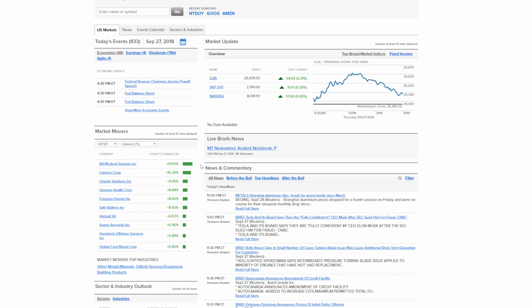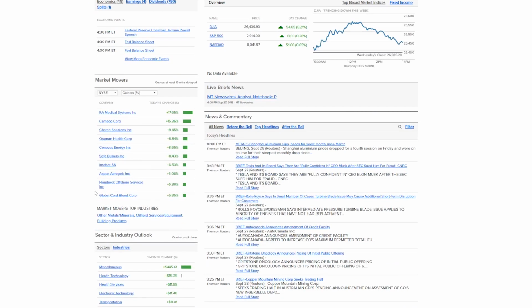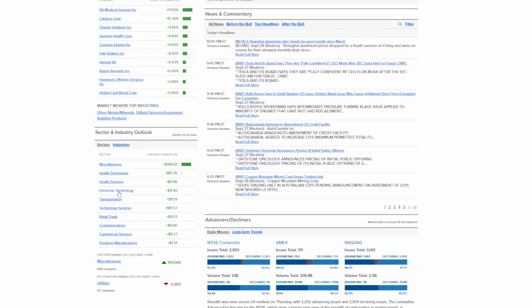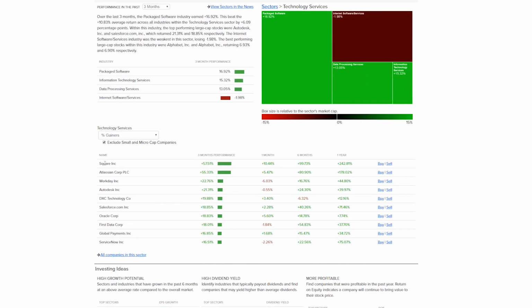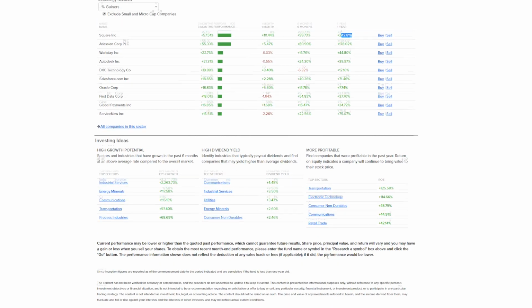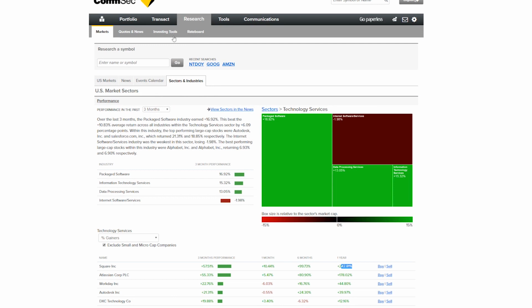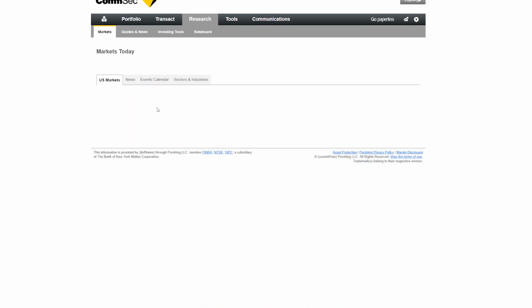So having said this, if you choose a sector here, for example, you go with technology services, you'll find that you've got a lot of these larger companies. You can see 3-month performance and 1-year performance. So if you invested in Square, which I believe is a commerce merchant facility, you would have doubled your money, a little bit more than that. So let's look at some stocks specifically and see what the interface looks like.